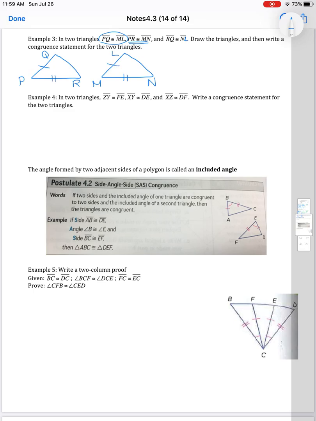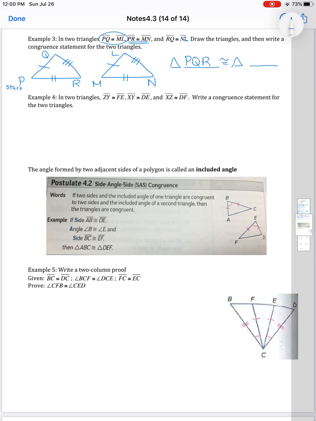Then it says PR is congruent to MR. There's my second bit of information. Well, I have P, which means this is R, and that means M and N need to be in the same location. And then RQ, which I have, and NL, this should be an L, are congruent to each other, which matches up. You don't want to rotate these triangles. You're just going to make it more difficult for yourself.